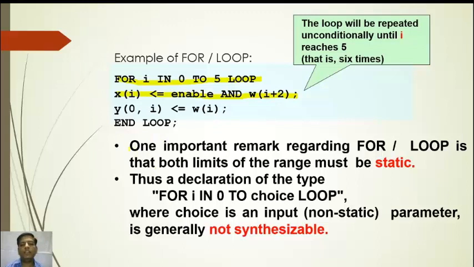One important remark regarding the for loop is that both limits of the range must be static. Thus a declaration of the type for I in 0 to choice loop, where choice is an input, a non-static parameter, is generally not synthesizable.